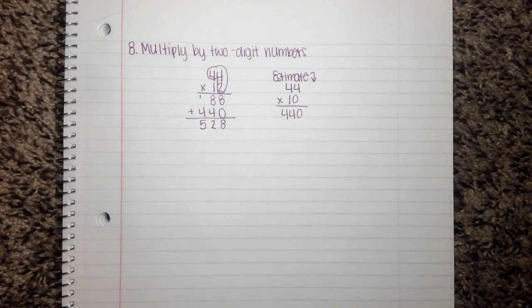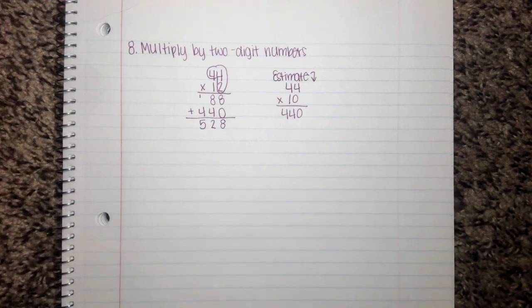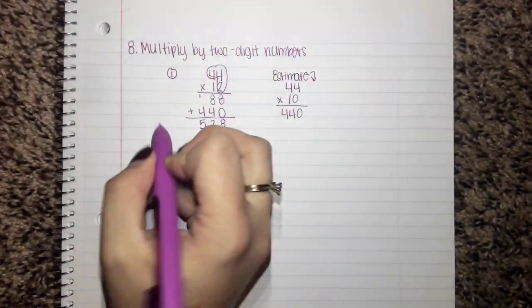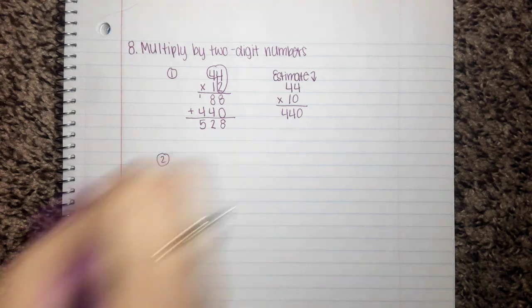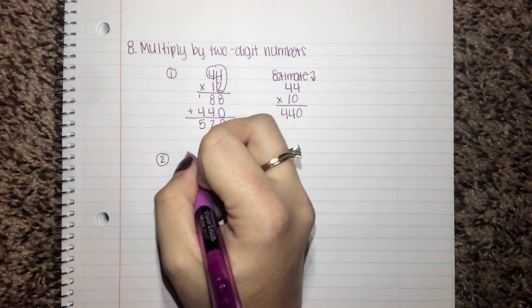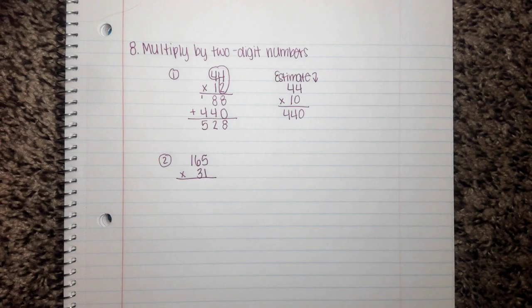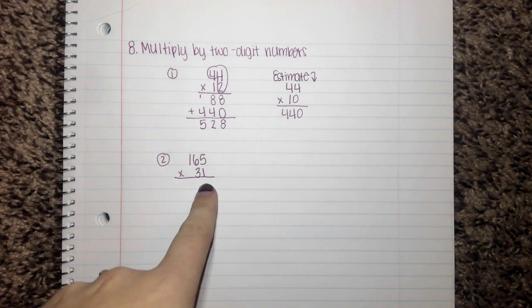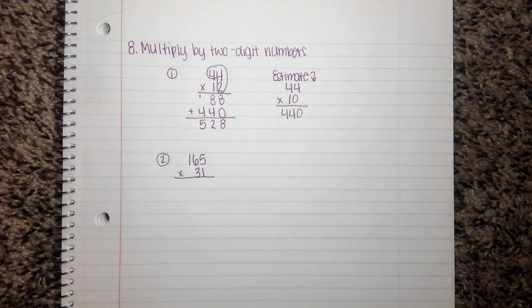The second example we're going to do, this was our first one. This is our second one. We are going to go ahead and find 165 times 31. Now, just because we added a number in there does not mean that it's going to change what we did. Perfect. So we're going to take our 1 times this whole number first, and then we're going to take our 3 times all the numbers up here.